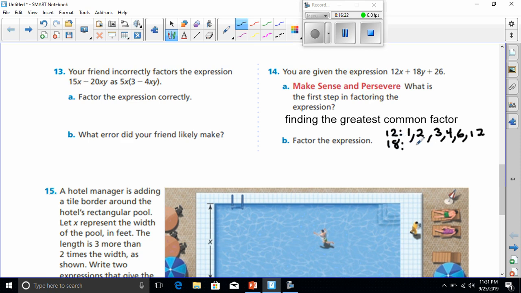Well, factors of 18 will be 1 and 2. 3 will go in there, 3 times 6. 4 won't go in there, 5 won't go in there, but 6 will. 7 won't, 8 won't go in there, but 9 will. So 9 times 2, and then 18. All right, and then we can factor 26.